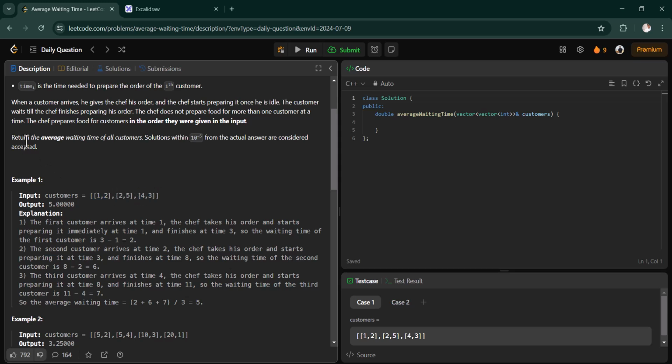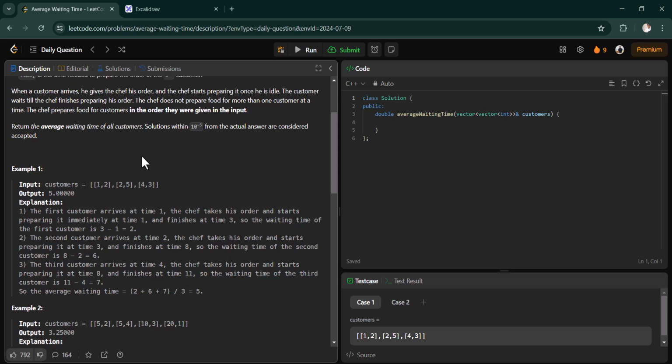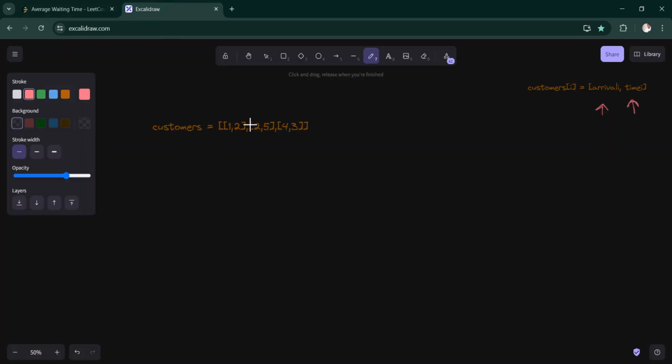So what do we have to return? We have to return the average waiting time for all customers. Now let's see this example. This is the customer array we have, in which each pair contains two values: the arrival time and the time the chef will take to complete that order.